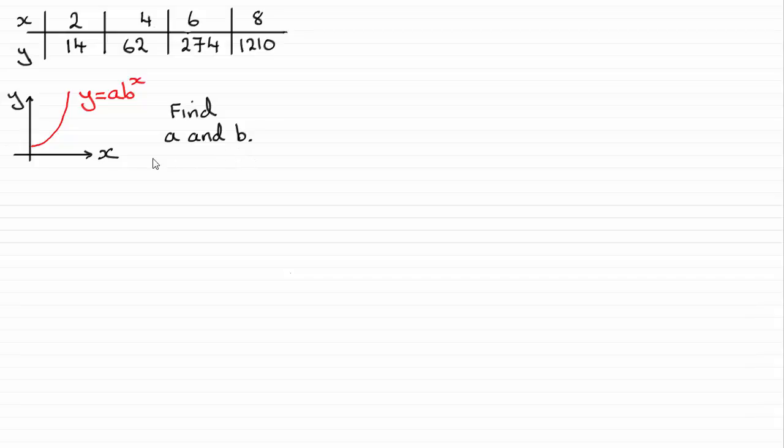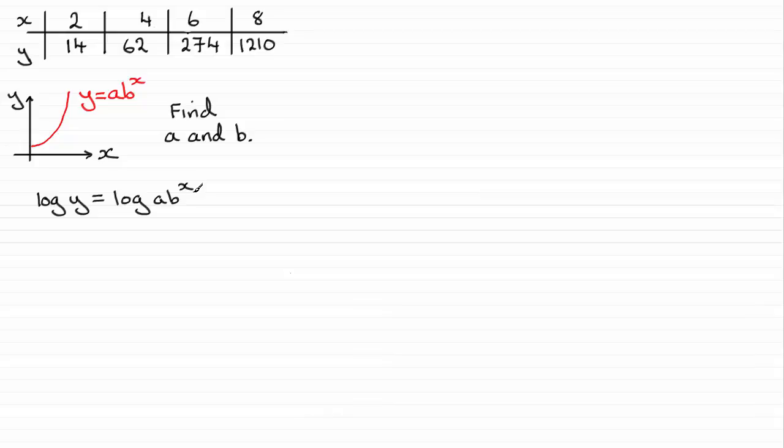Well, what we do is we first of all try and transform this equation to a linear form, and we can do that by taking logs to both sides. Now it doesn't matter what base you take. In my previous video tutorial I took base e, natural logs. But in this one I'm going to just take base 10. So that will be the log of y equals the log of a times b to the power x.